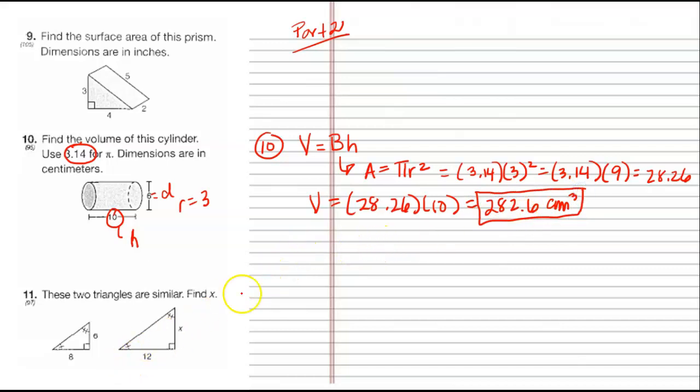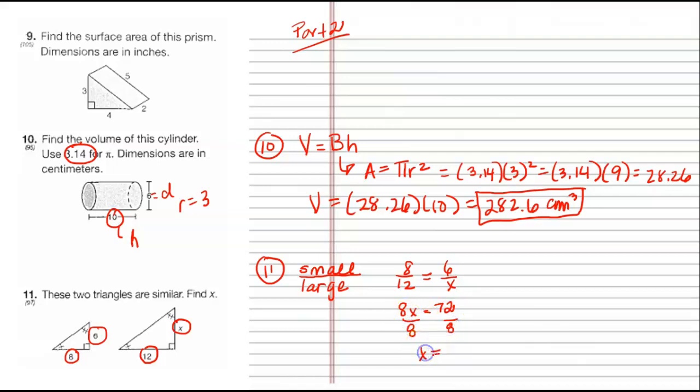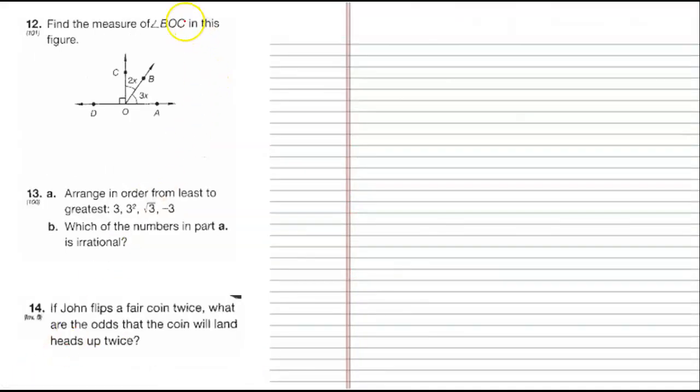Okay, and then we have 11. 11 says these two triangles are similar, find x. So what we're going to do is compare the small triangle to the large triangle. I know that this is similar to this. So 8 is to 12, as I think this is a 6 and this is x. 6 is to x. Now I can cross multiply and divide, and x is equal to 9. Make sure you write down all the steps here.